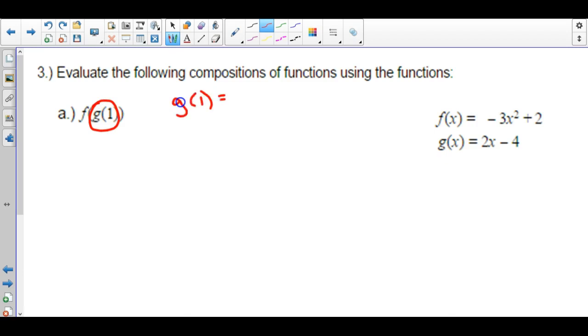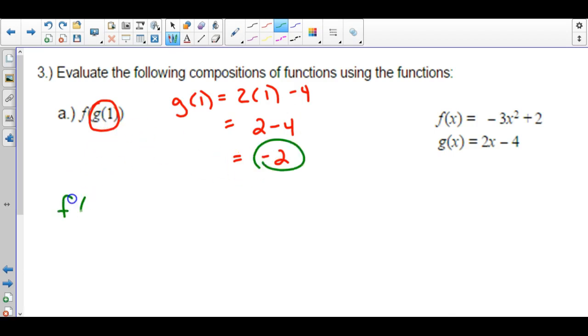So g of 1 equals 2 times 1 minus 4. So substituting it in for x into this equation and simplifying, that's going to give me 2 minus 4, which is negative 2. So now that output of my first function becomes the input of the second function. Now I know that this g of 1 really came out to negative 2, so now I want to evaluate f of negative 2.